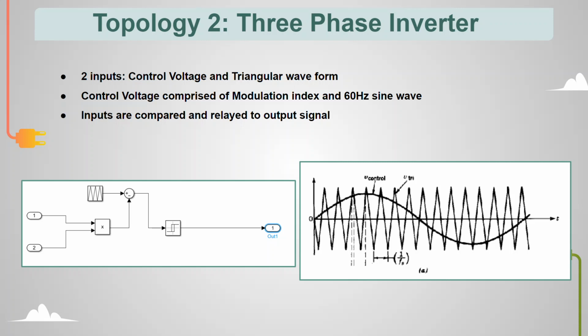Moving on to the inverter section, we chose a 3-phase inverter to supply a stable 396 volt line-to-line voltage. Looking at the inputs, we have a control voltage comprised of a sine wave at 60 Hz combined with a modulation index of 0.76. This modulation index was achieved from the line-to-line and subsequent phase voltage. We compare this control voltage with a triangular waveform to control whether a signal is relayed or not. When the control signal is greater than the triangle wave, a signal is relayed to switch on. When the opposite occurs, the switch shuts off.